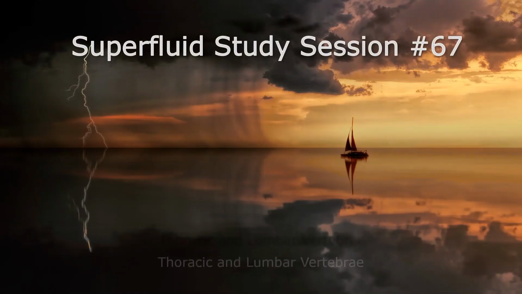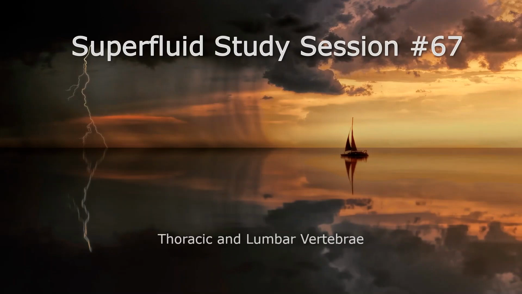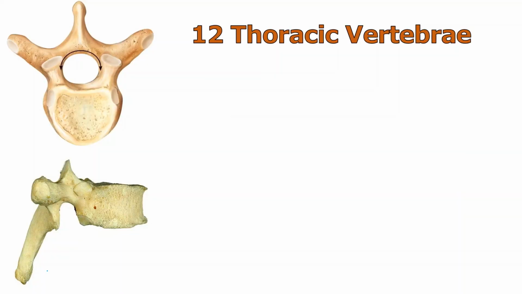We're going to look specifically at thoracic and lumbar vertebrae today. So, let's do it. All right, focusing in here on the 12 thoracic vertebrae, those ones that will articulate with the ribs, are called T1 to T12.